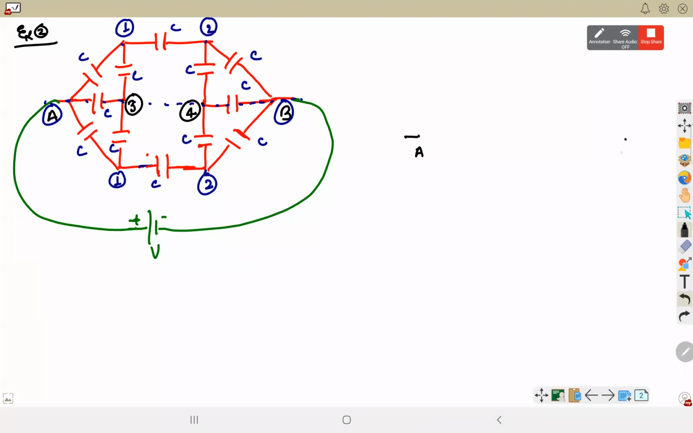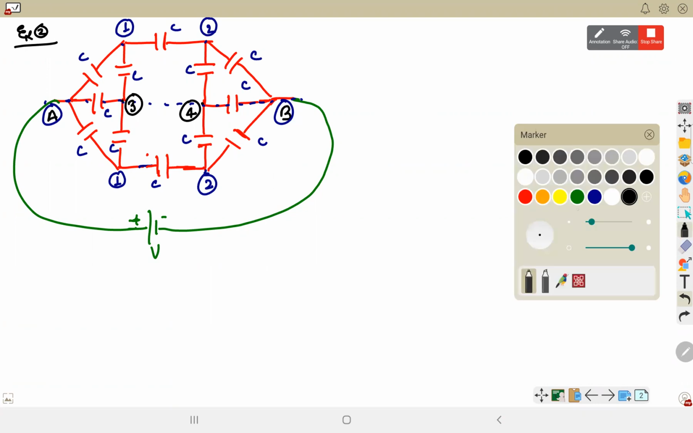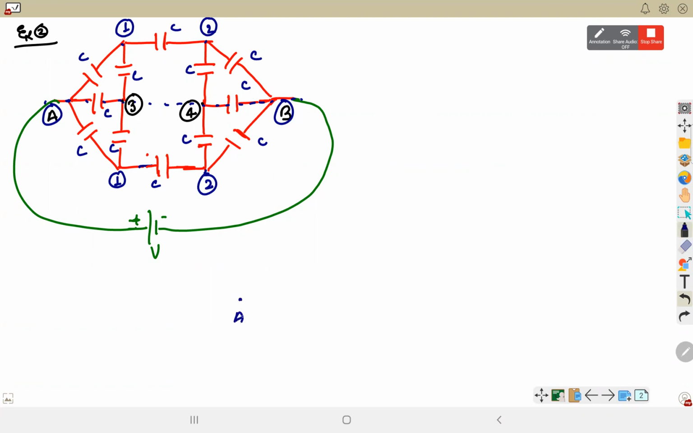A and B at the ends. 1, 2. थोड़ा बड़ा कर लेते हैं. Take A and B at the ends. 1, 2, 3 and 4.